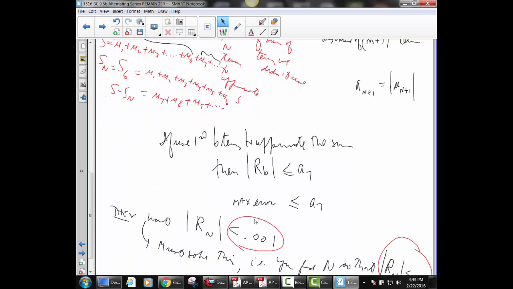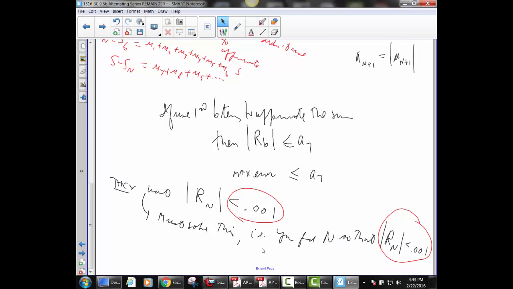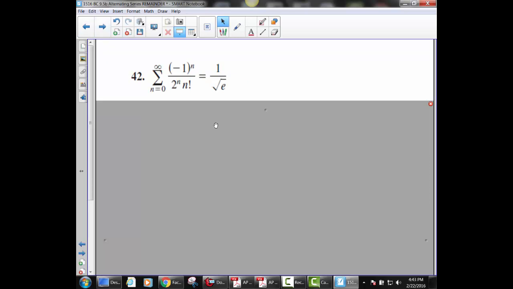Okay, so if we use the first 6 terms to approximate the sum, then the absolute value of R6 is less than or equal to A7, which means the maximum error is less than or equal to A7. So they want this error to be less than 0.001. You have to solve this. You'd have to find n so that Rn is less than 0.001.